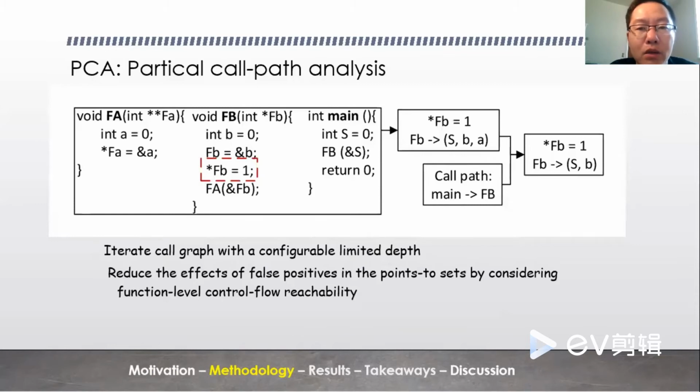In the given example, we get the variable FB's points-to set as S, B, and A by the Anderson algorithm. When we compute the variable FD's data flow along the context from main to function B, we can prune the variable A on this path so that the precision is improved. On the other hand, with this reduced set, the iterative data flow analysis can converge faster.